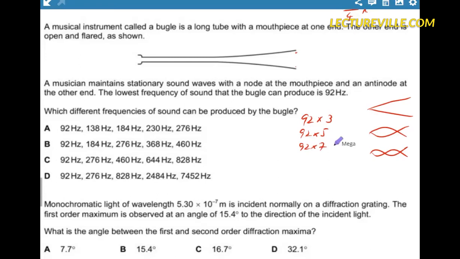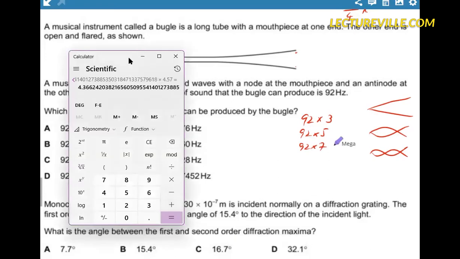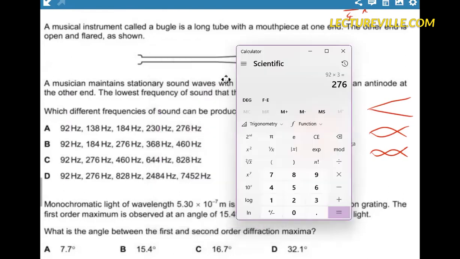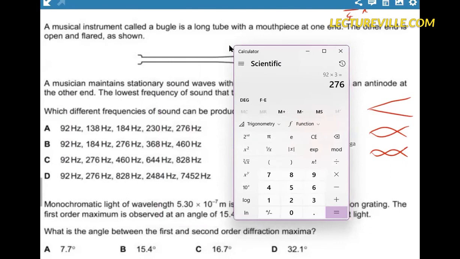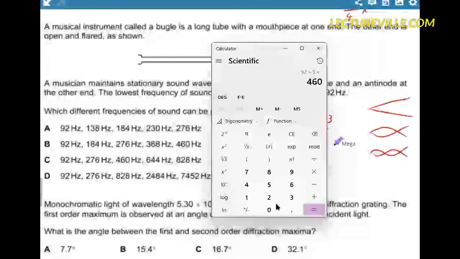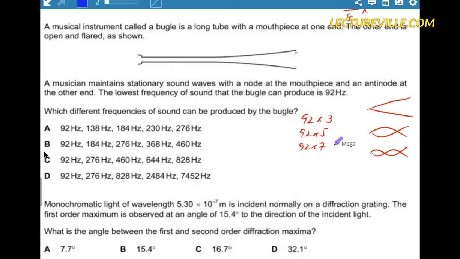And let's see which list is the correct one. So 92 times 3 is 276. That I can see in C and D. And then 92 multiplied by 5, that is 460. I can see it over here as well. Then it will be 92 times 7, which will be 644. So C is the answer. C should be the answer for this one.